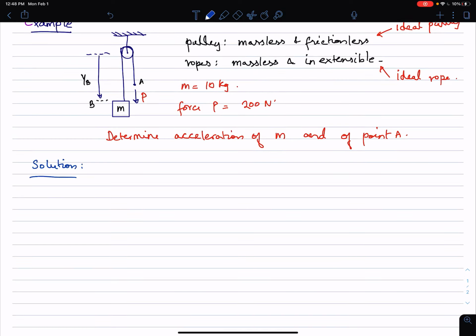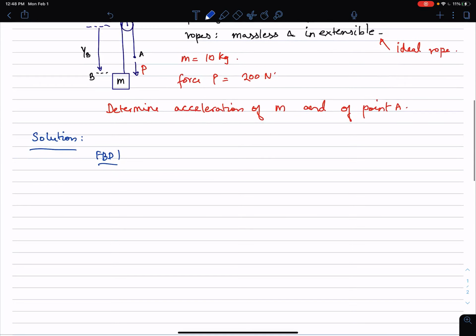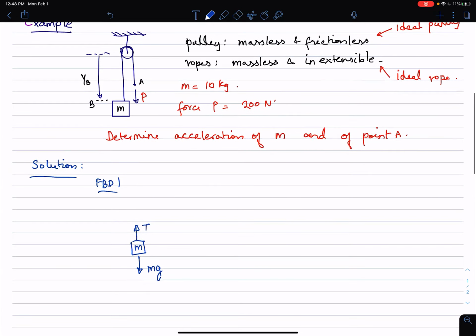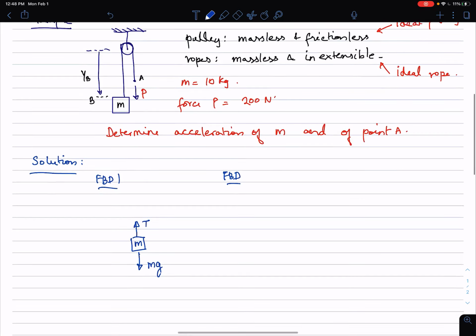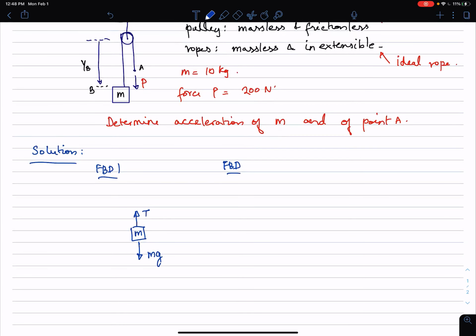What's the first step? The first step is always to draw the free body diagram. So the first free body diagram could be that for the mass M, and there's going to be tension pulling it upward. There's going to be mass mg pulling it downwards. That's the free body diagram for the mass. And then it's useful to draw the free body diagram for the pulley as well, potentially.